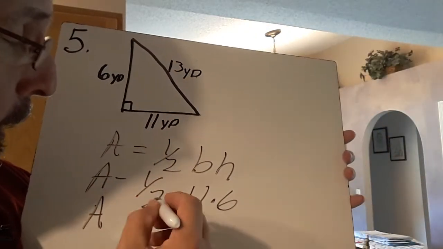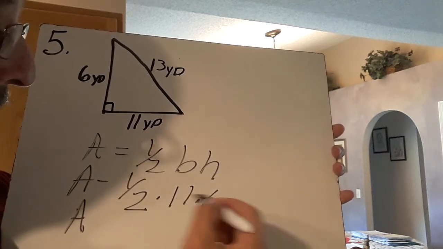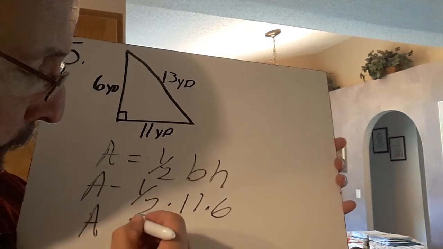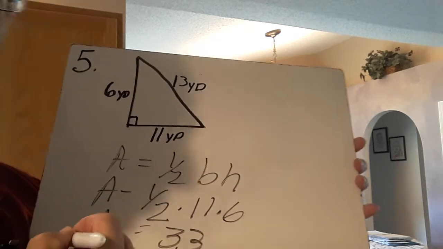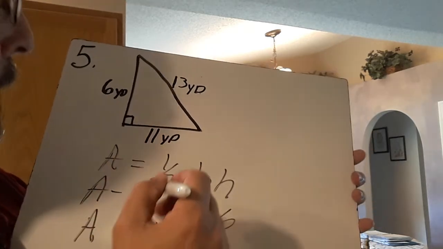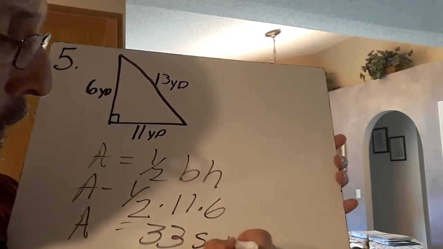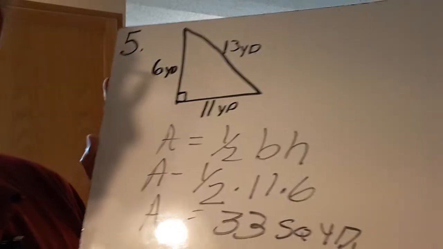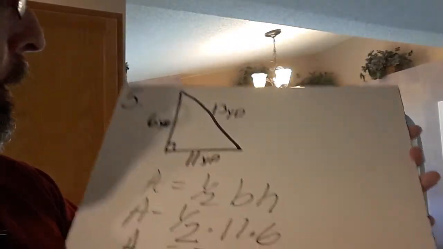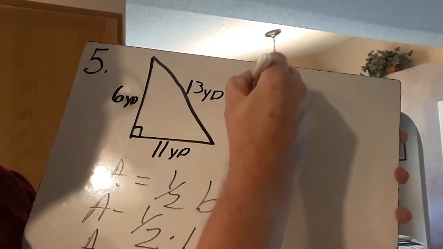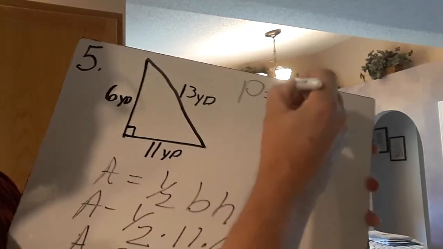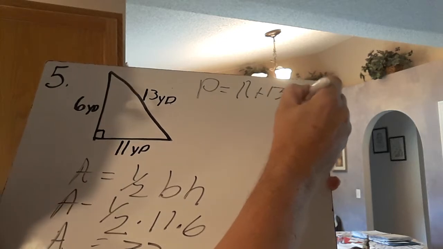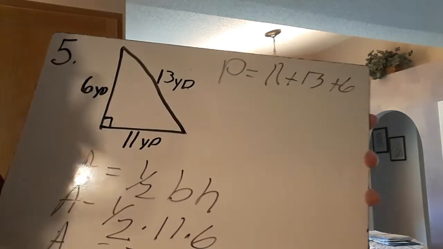But let's take a look. Let's say 11 times 6, I know that's 66. And half of that, half of 66 is 33. Isn't it? 33, and it's square yards. All right. Now let's take a look again. Show you that again. Perimeter. You're adding all those up. 11 plus 13 plus 6. Okay? That's how you're doing it.